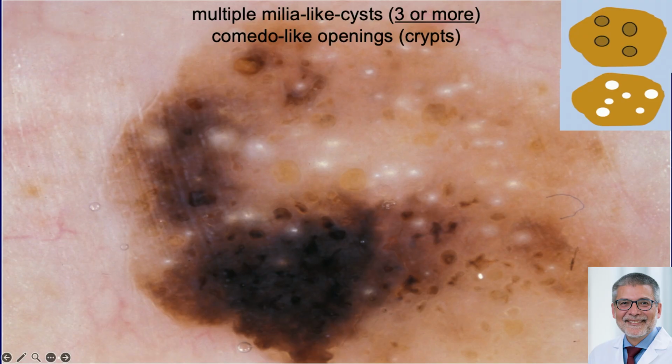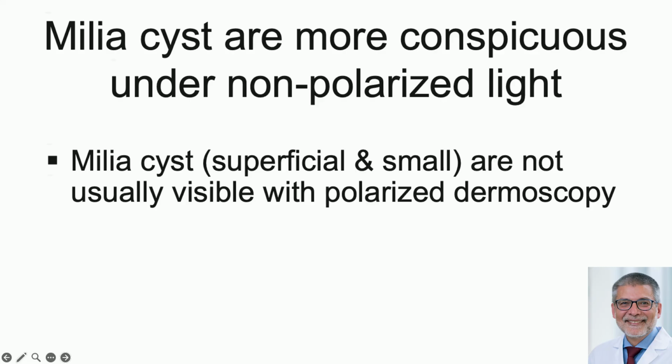An important thing to be aware of is that milia cysts are seen more conspicuously with non-polarized light and almost disappear with polarized light. Now, why is that important to know? Because most of the scopes that are sold today are dual, so they have the ability to toggle between polarized and non-polarized. By default, when you turn on your scope, the default light is polarized. And there's a reason for that, because it has the highest sensitivity for finding malignancy. So that's why it's defaulted to polarized.